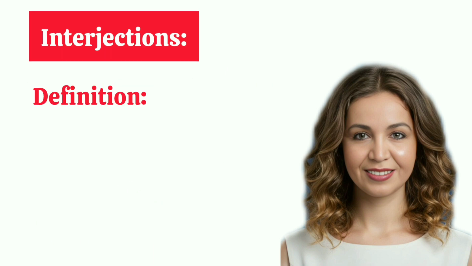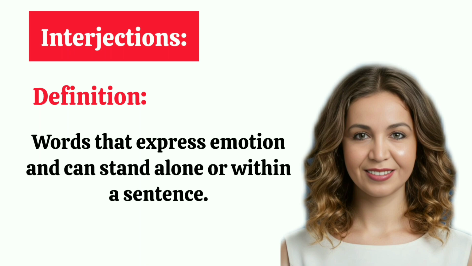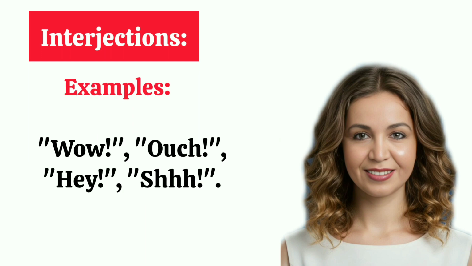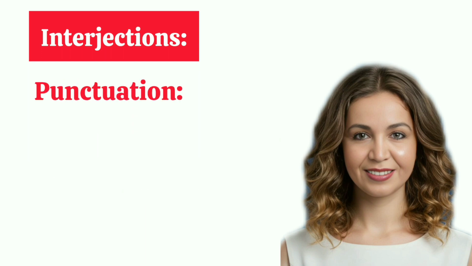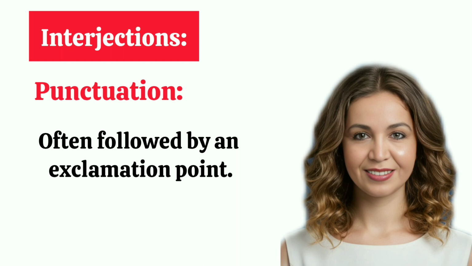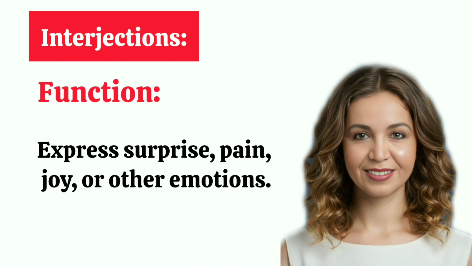What about interjections? Definition: words that express emotion and can stand alone or within a sentence. Examples: wow, ouch, hey, shhh. Punctuation: often followed by an exclamation point. Function: express surprise, pain, joy, or other emotions.